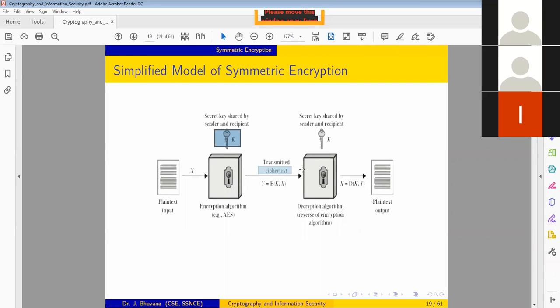So, the generated cipher text will be sent to the other end, where it undergoes the reverse of the encryption, called decryption, and the decryption uses the same key that the encryption used at the sender's end. By doing the reverse transformation, called decryption, we can get back the plain text at the recipient end. So this is how symmetric key encryption works.